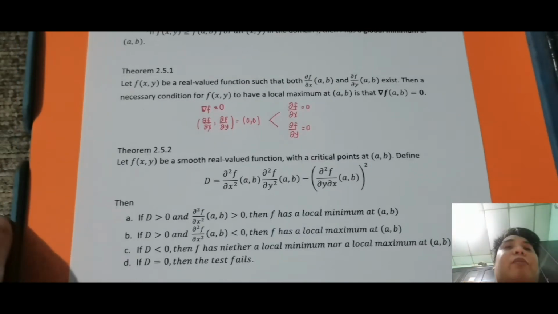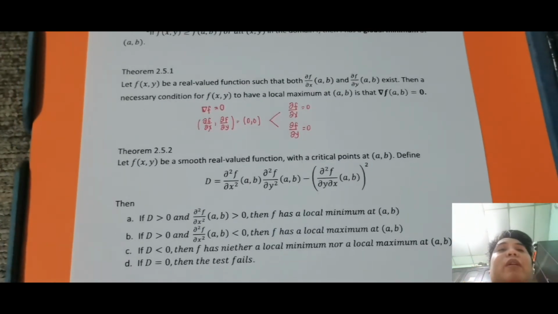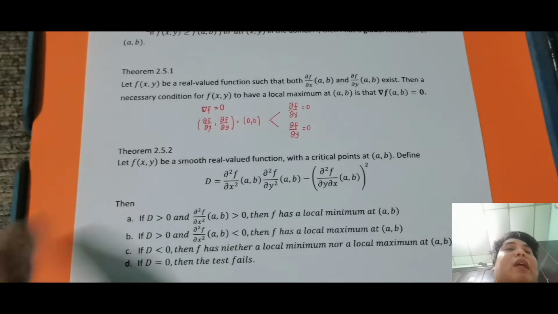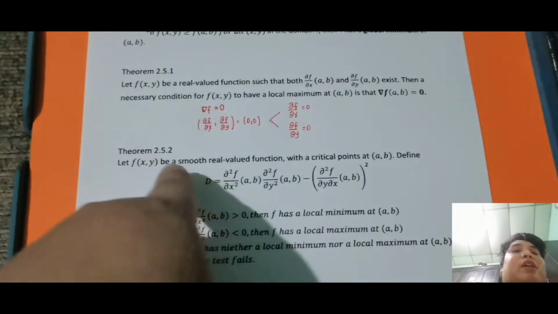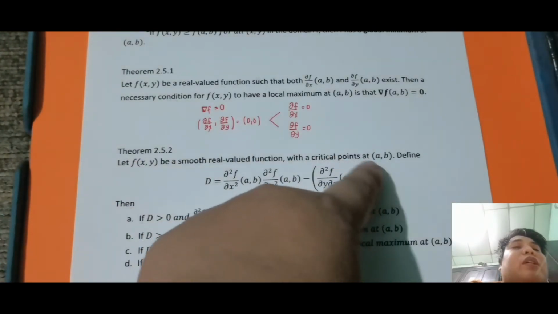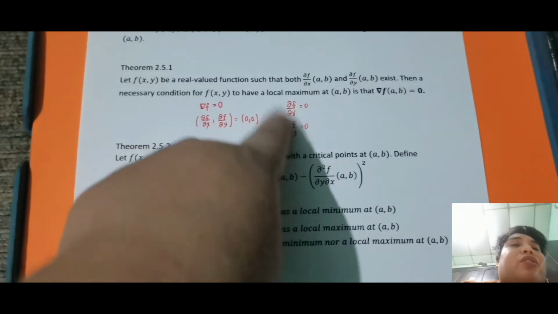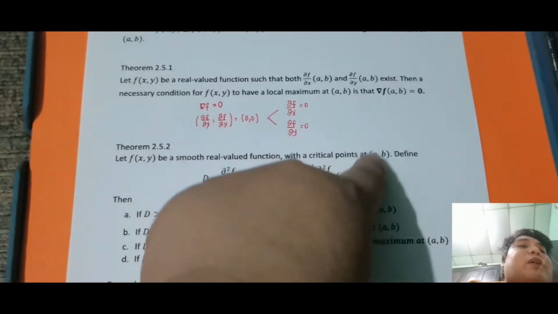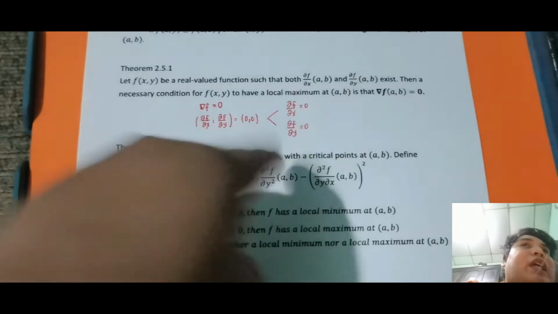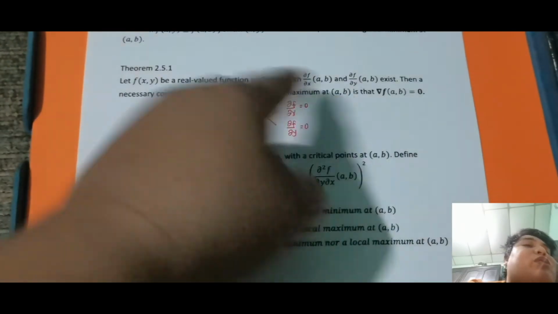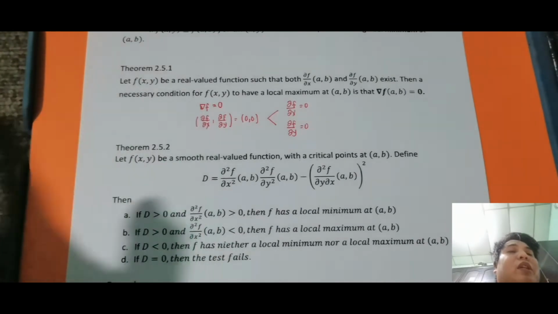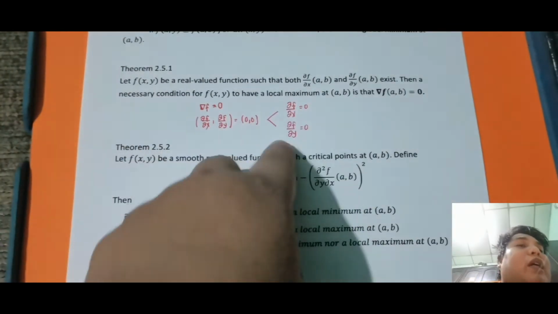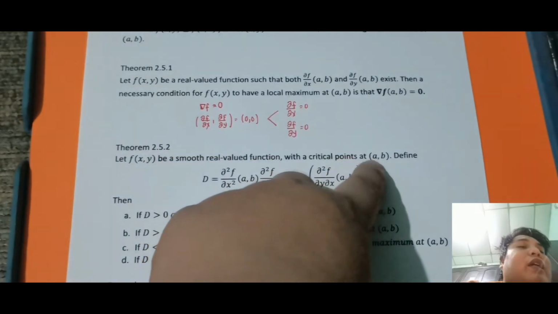Okay, so now, theorem 2.5.2. Let f of x, y be a smooth real-valued function with critical points at a, b. So, again, ito yung mga critical function. So, yung critical points para makuha, substitute mo yung a, b doon. So, kunyari, a, b, z, sa 3-dimensional, substitute mo rin siya doon. So, tawag doon critical points. Critical function pa lang yung mga yan. Okay, critical points pag a, b na yung ginagamit.